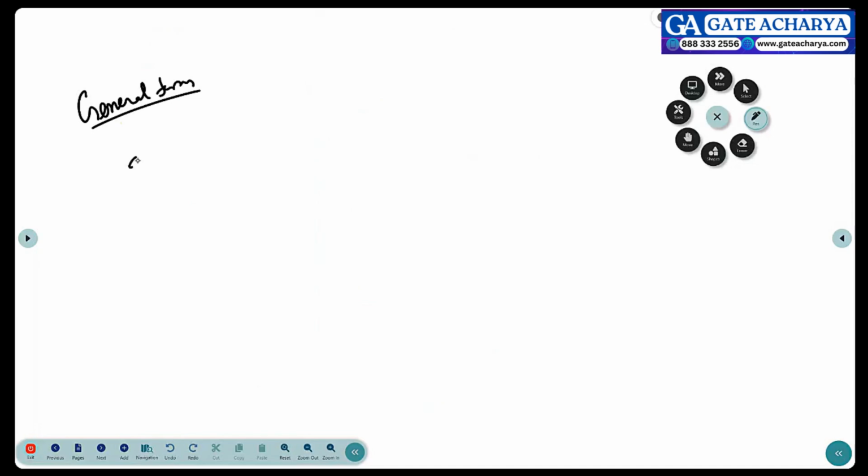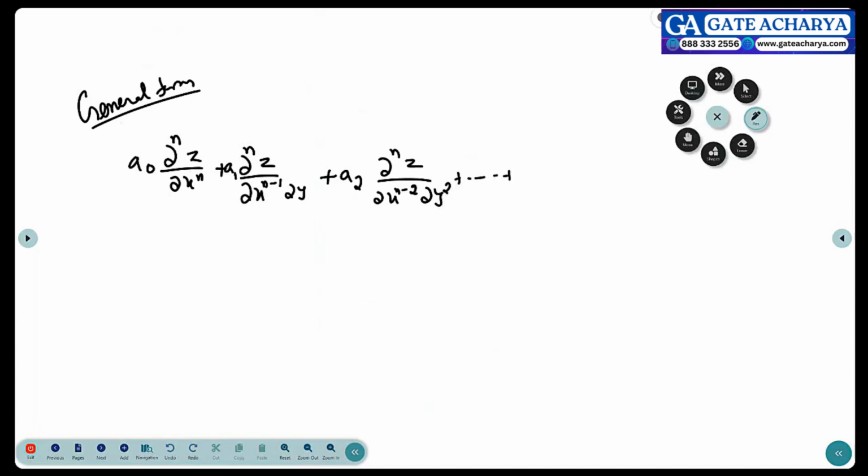So the general form is a naught dou power n z by dou x power n plus a1 dou power n z by dou x power n minus 1 into dou y plus a2 dou power n z by dou x power n minus 2 into dou y square plus so on plus an dou power n z by dou y power n is equal to function of x comma y, where dou by dou x is D and dou by dou y is D dash.